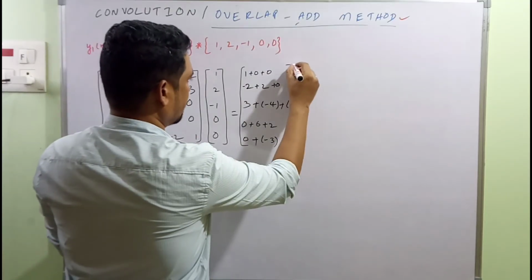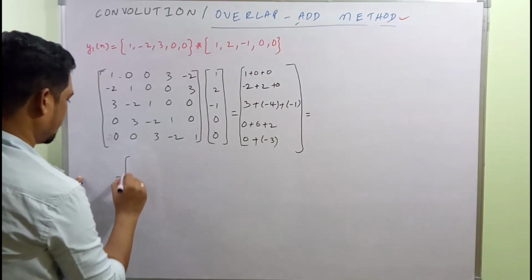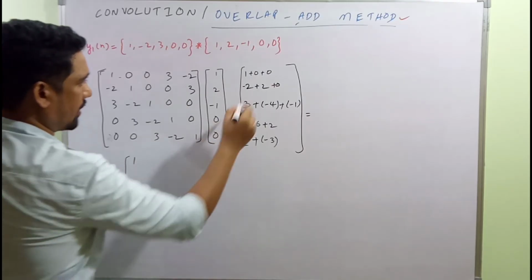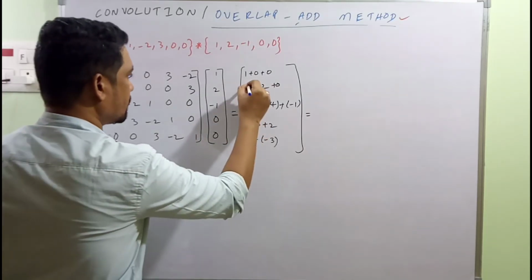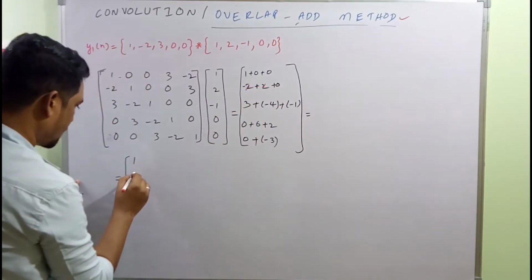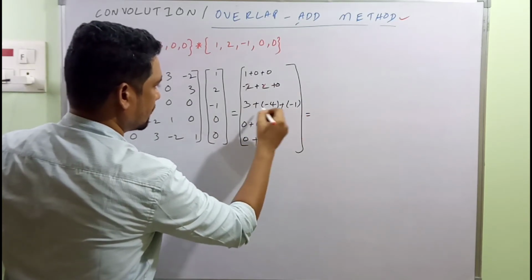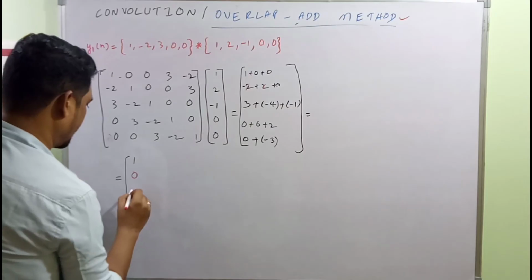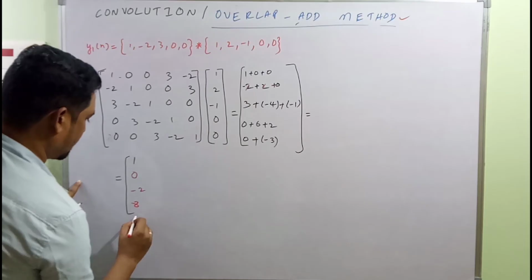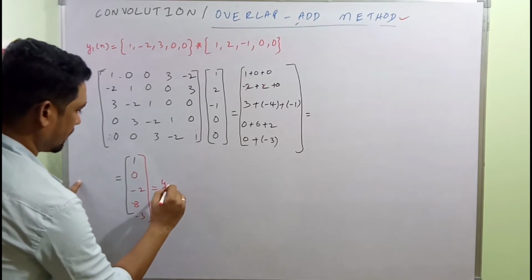Yes, we are done. Simplifying that one, what's that value? It's a 1, the first element, and here it's a negative 2 and a positive 2. That will give us 0, and here it's a minus 5 plus 3, so that should be minus 2, isn't it? And here it's 6 plus 2, it's an 8, and minus 3 again. So this is our y1 of n.